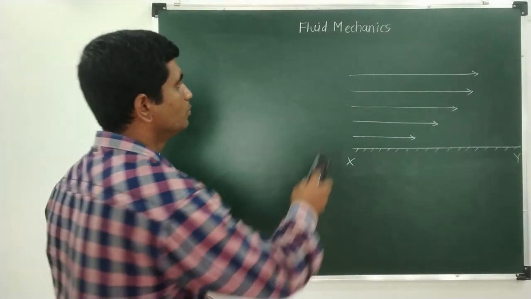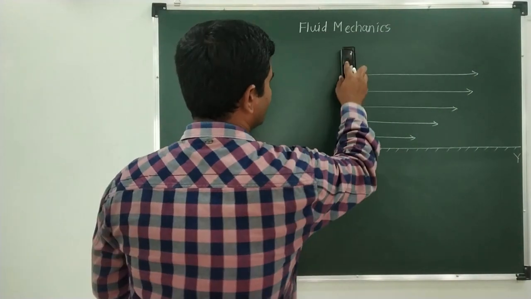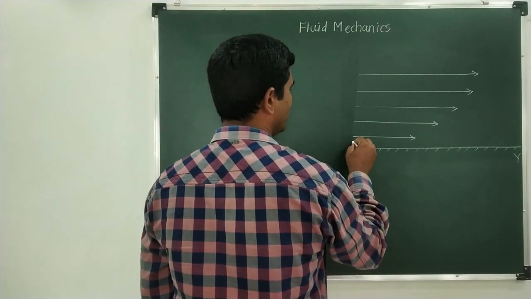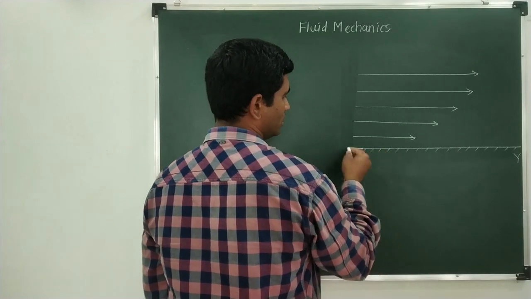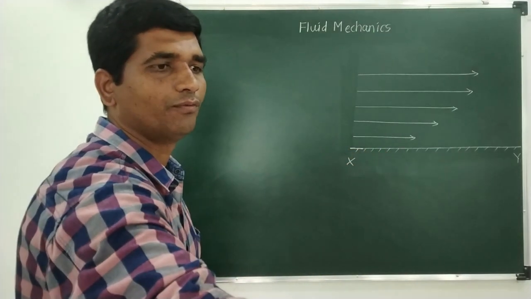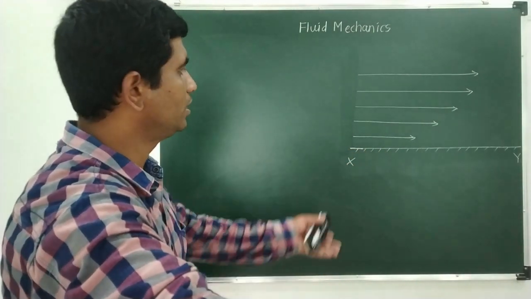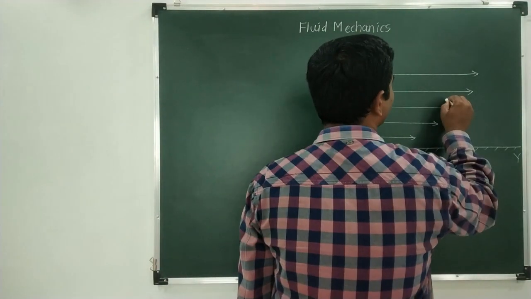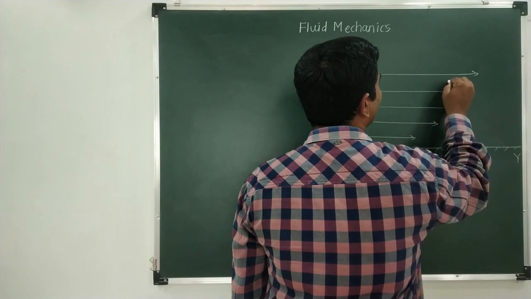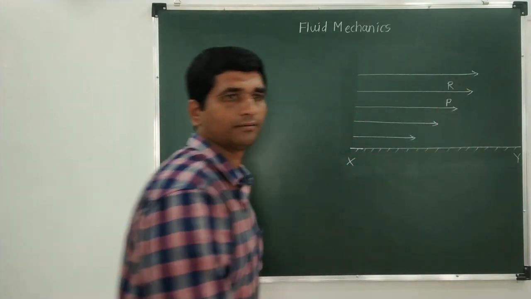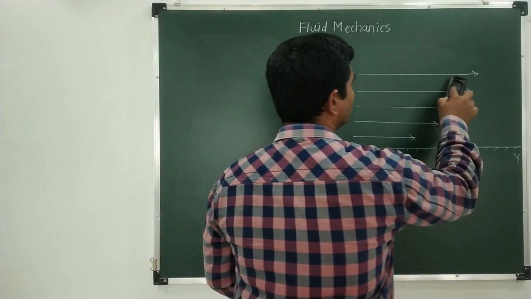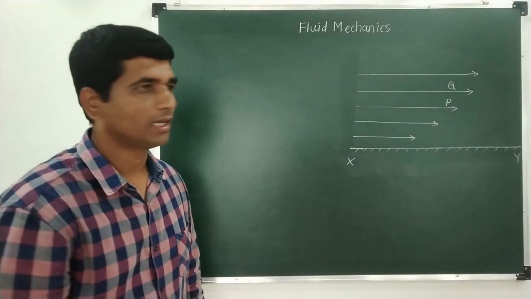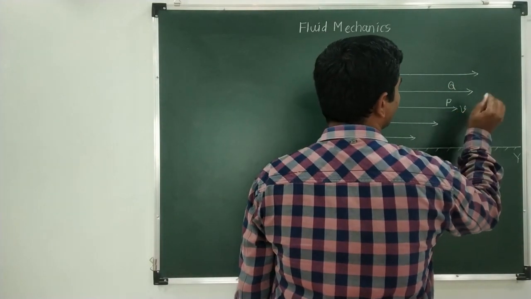As you move away from the bottom surface, you will understand that in the case of a liquid, the velocity of the liquid layers increases. Let us say one such layer is P, and the next layer is Q. Let us say this is P, this is Q, and its velocity is, let us say, V.